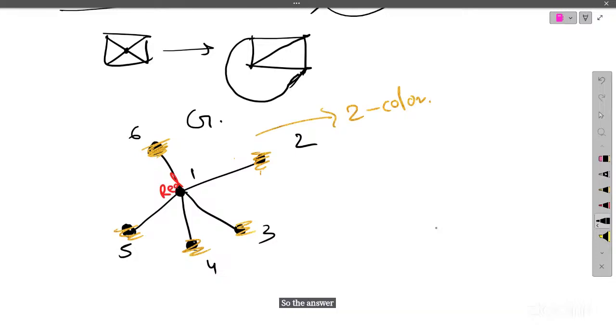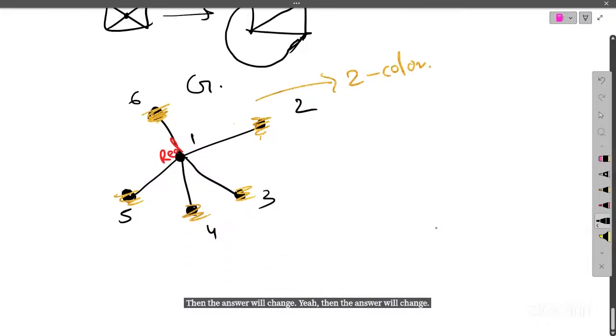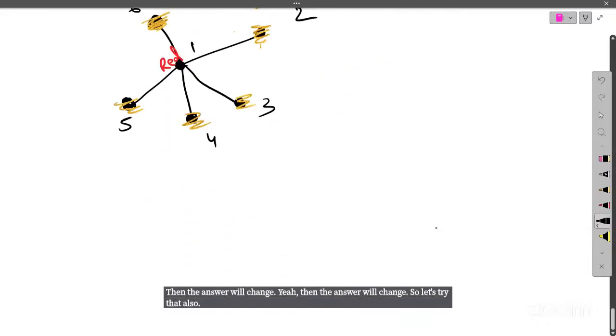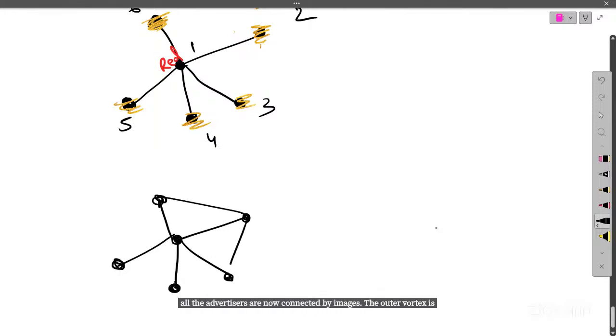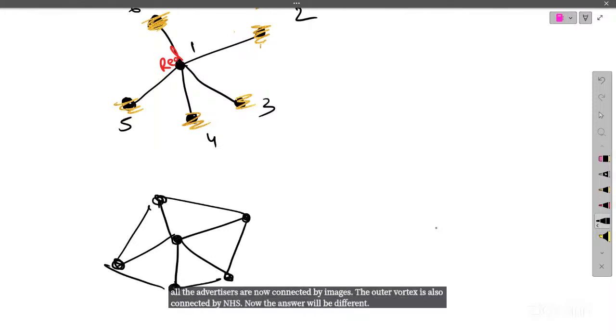Okay, so the answer is 2, na? Yeah, so the answer is 2. Ma'am, if the edges connected all the vertices, then would the answer change? Yeah, then the answer will change. So let's try that also. Suppose all the vertices are now connected by edges. The outer vertex is also connected by edges. Now the answer will be different. Okay, so now let's try.